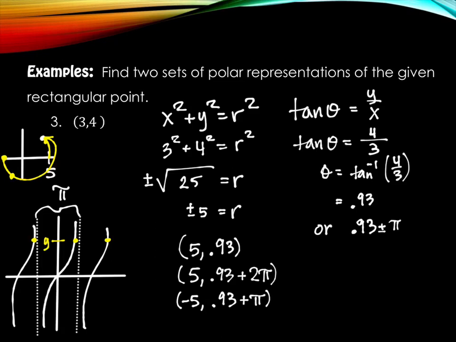Or I could do 0.93 minus pi, right? Or 0.93 plus 3 pi, or plus 5 pi. It's the odds, right? One of them I get the even multiples of pi, and the other one I get the odd multiples of pi. And we're just spinning round and round and round. It only asked me for 2. We've given 3. Take your favorite 2 and put them in WebAssign. You'll be good to go. Okay?